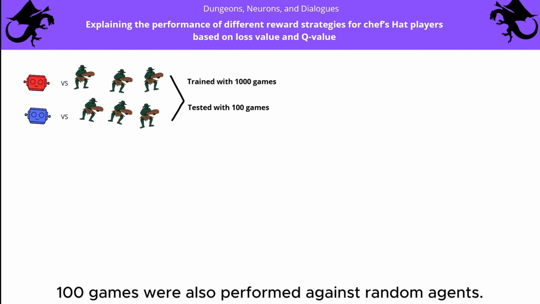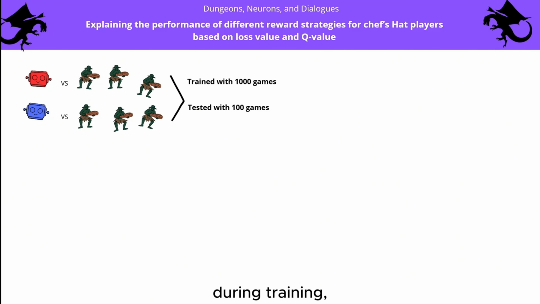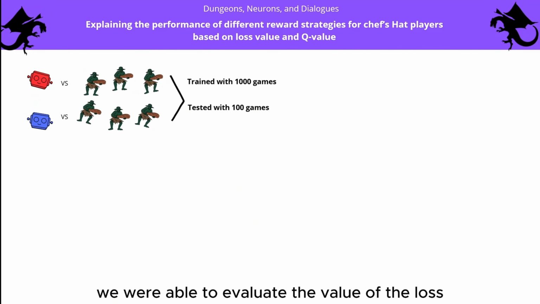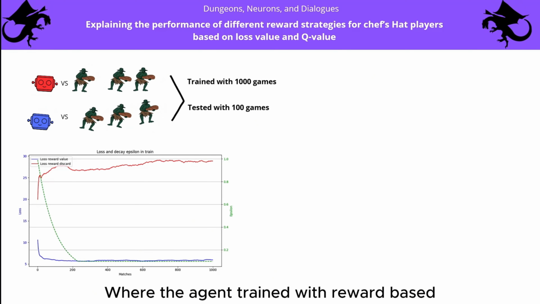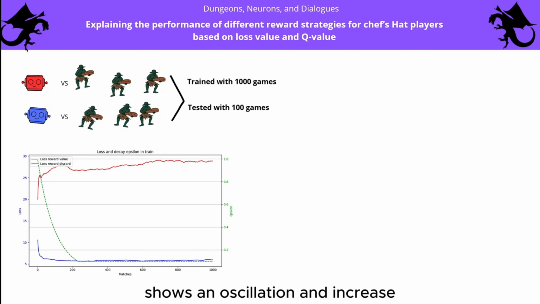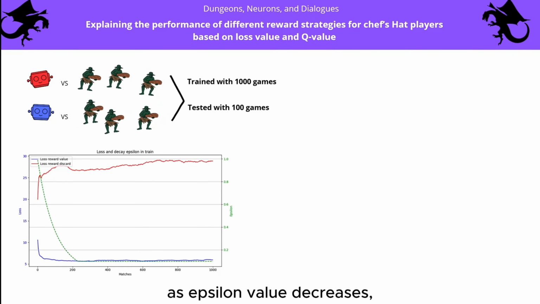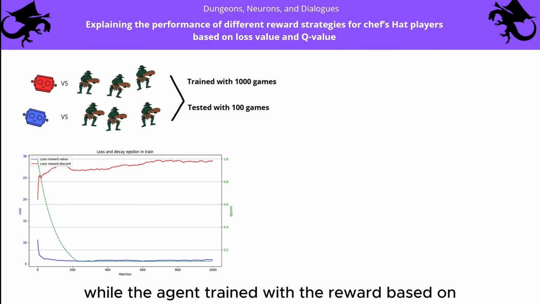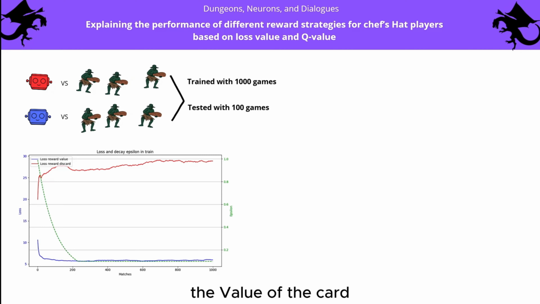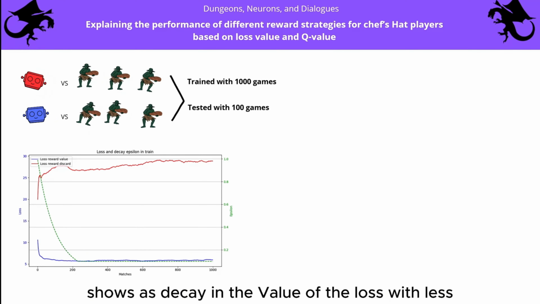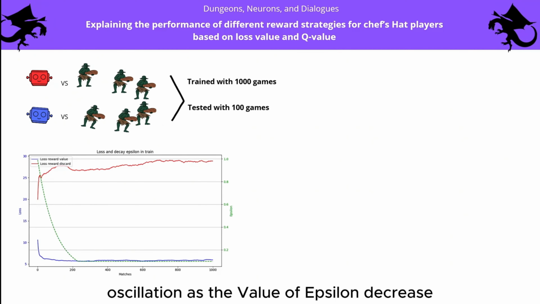random agents. With the results obtained during training, we were able to evaluate the value of the loss during training, as shown in the plot, where the agent trained with reward based on the amount discarded shows an oscillation and increase as the epsilon value decreases, while the agent trained with the reward based on the value of the card shows a decay in the value of the loss with less oscillation as the value of epsilon decreases.